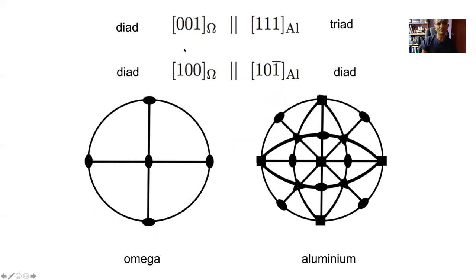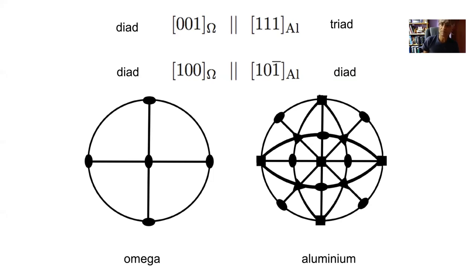Now, this is an orthorhombic structure, so this is a dyad, and so is this. This is a dyad, and this is a triad. Now, if you look at this orientation relationship, the two crystals are sharing certain symmetry elements as best as they can. So, for example, this dyad is parallel to this tetrad, and this dyad is parallel to this tetrad, and this one to this, and so on.